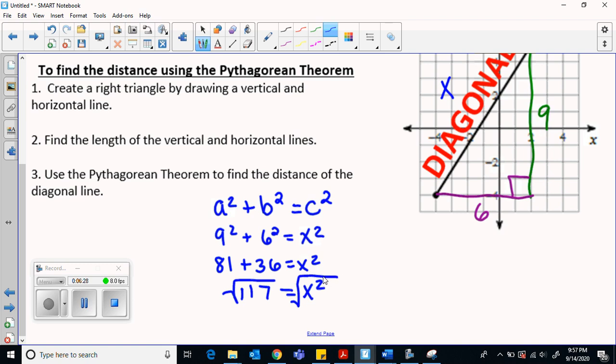And remember, you can plug this into your Desmos calculator. And let's round to the nearest hundredth. So we got 10.82 equals x. So that means the length of that diagonal is about 10.82 units.